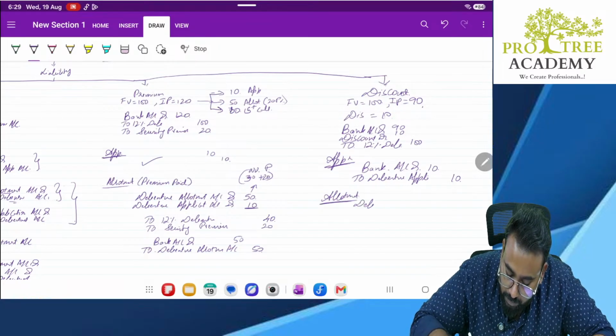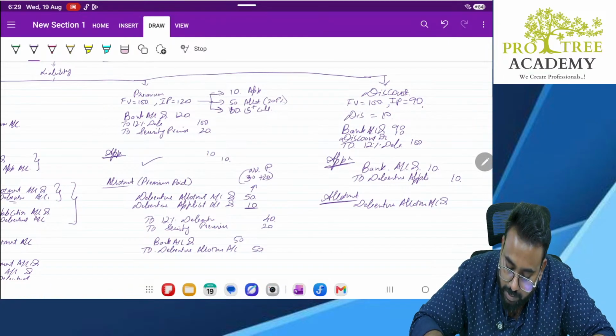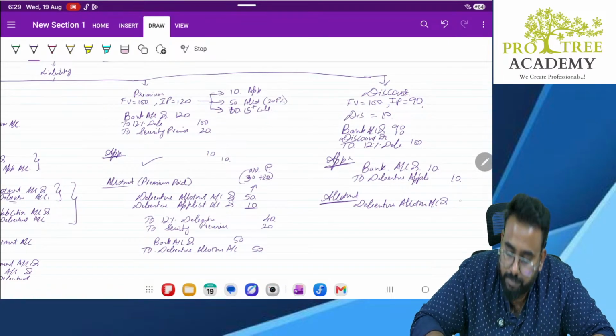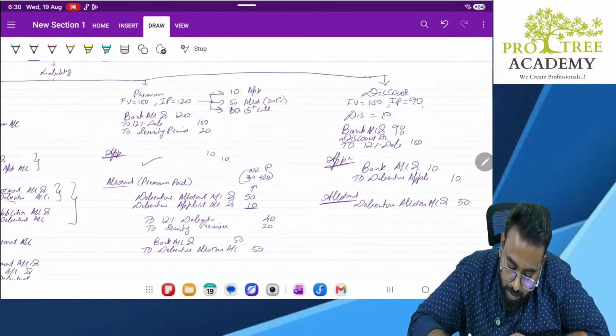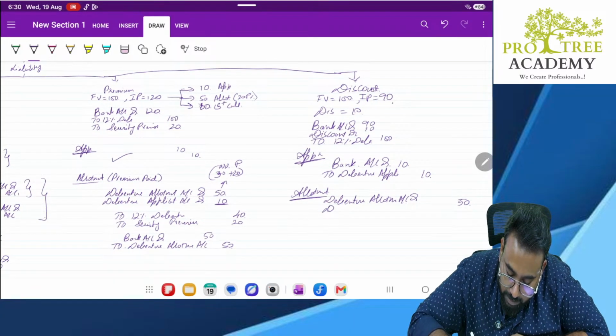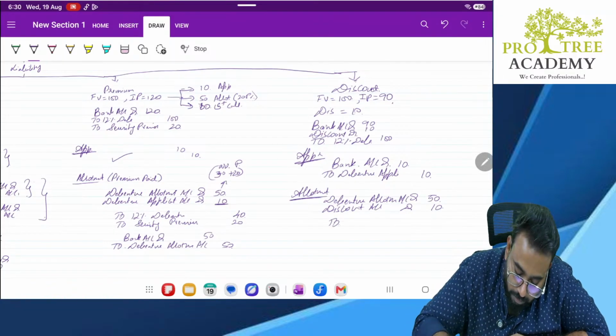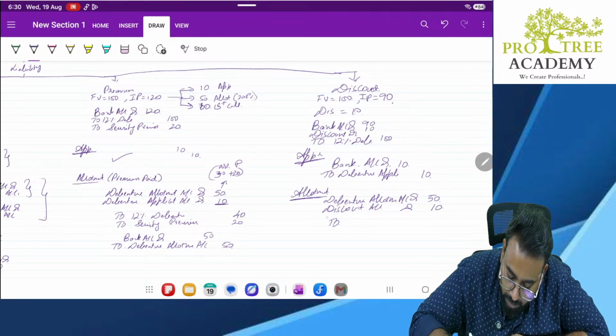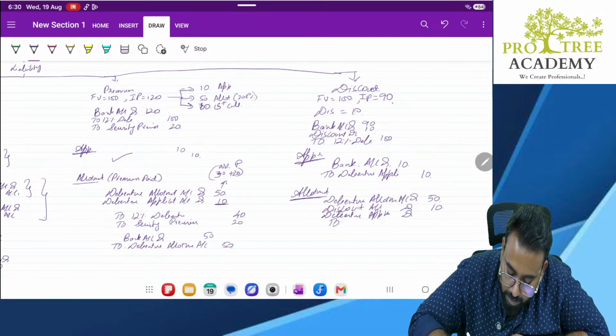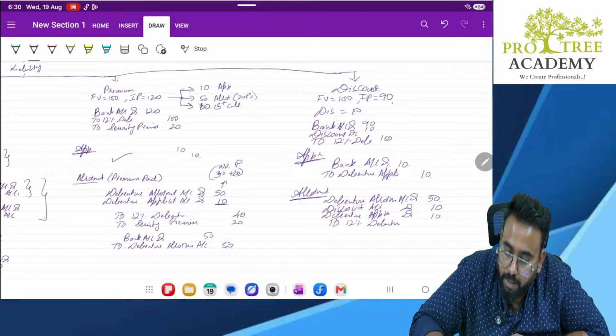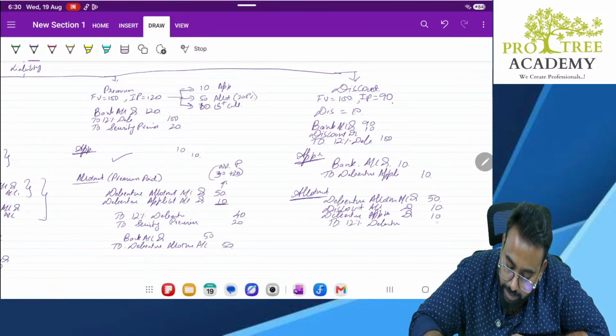Okay. Then on allotment, debenture allotment account debit. Say for example, we are collecting 50, and the discount also you can pass. Discount account debit 10. Then one more, this also we can reverse here only. Debenture application account debit 10 to 12% debentures. So that will be 50 plus 10 plus 10, 70.